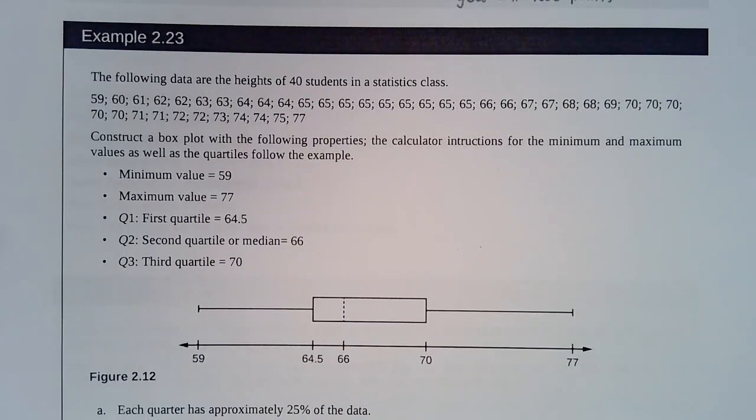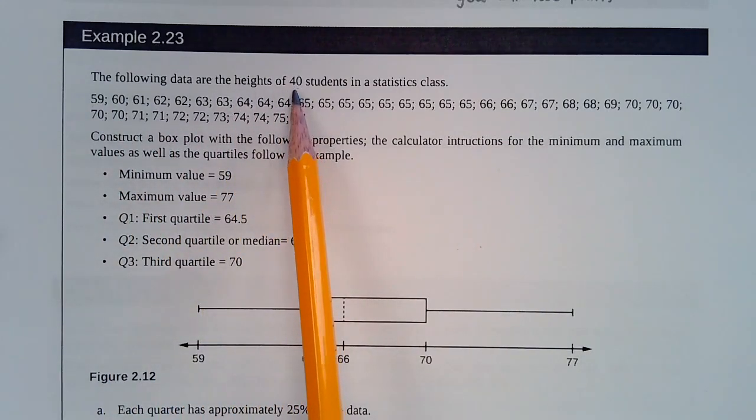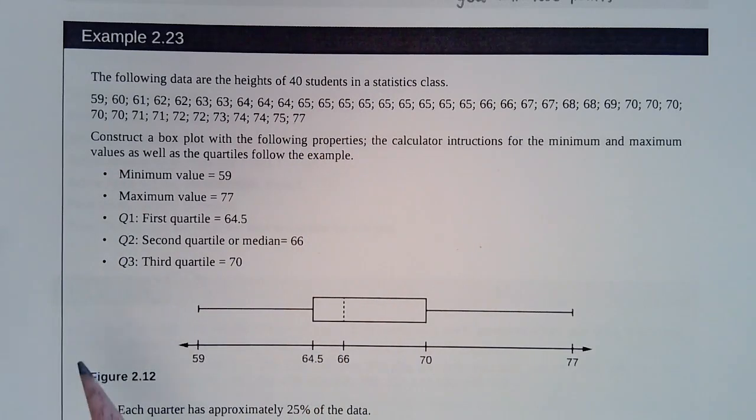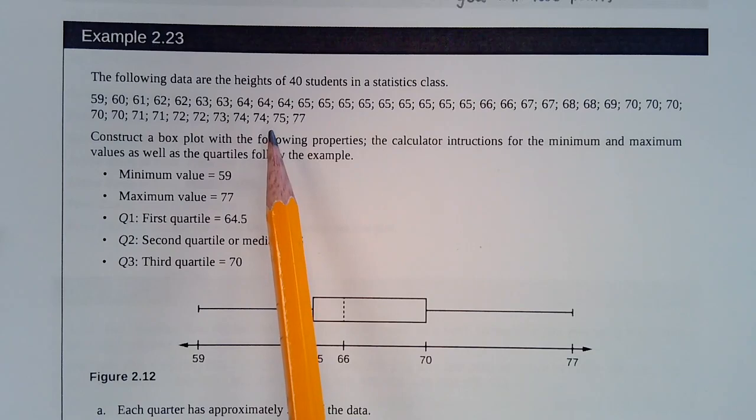All right, example 2.23. We have our data set, everything going from 40 to 77. These are the heights in inches of the 40 students in a stats class. You can type this into your calculator, then do your one variable statistics, and get your 5-number summary.